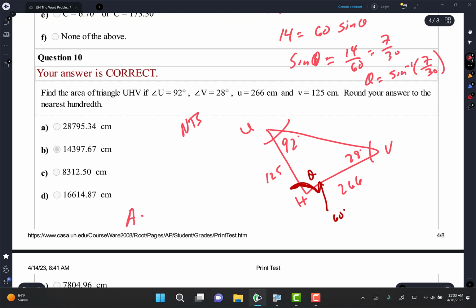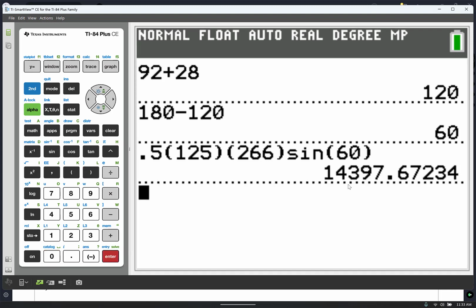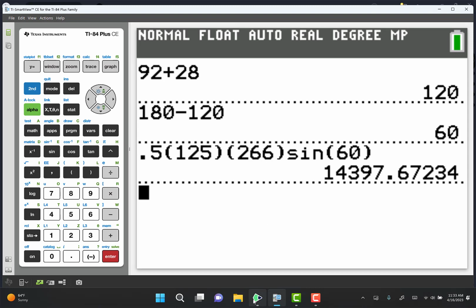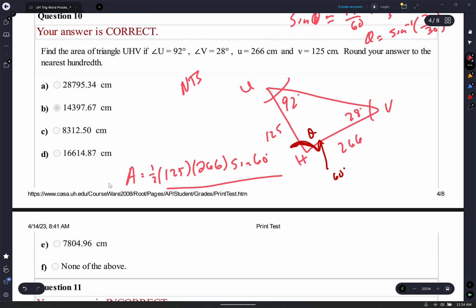So I just go area is equal to 1/2 times 125 times 266 times sine of 60 degrees. And just type it in like that, and you should get that answer there because they got it correct. So let's see. 0.5 times 125 times 266 sine 60, and hopefully I typed everything in correct. 14397.67. Okay, there it is. They just put it to 2 digits after the decimal.